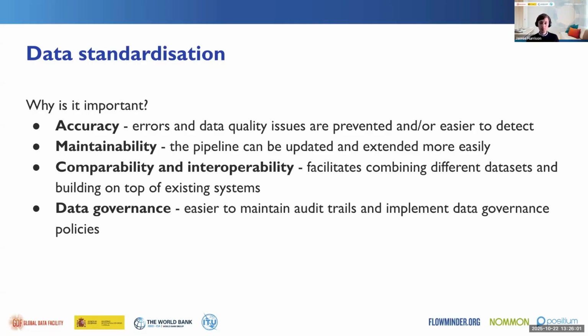Why is this important? Accuracy is a key one. It's a lot easier to catch any data quality issues and prevent them from occurring if the data structure is easily understood, so we can easily compare data to a reference and make sure that it looks as it's expected to look. Maintainability is another key one. We can update and extend the pipeline more easily if we have clear documentation and a clear understanding of what the data will look like at each stage within the pipeline.